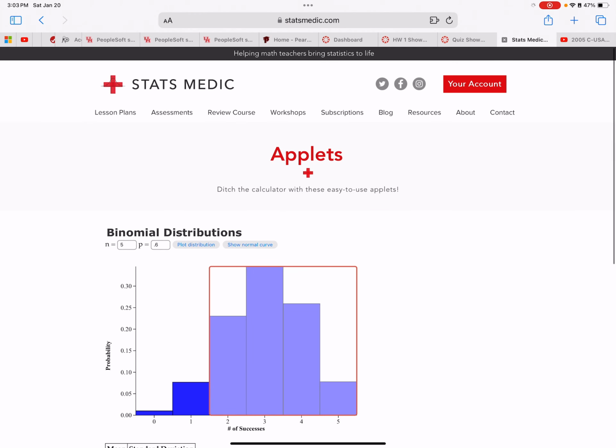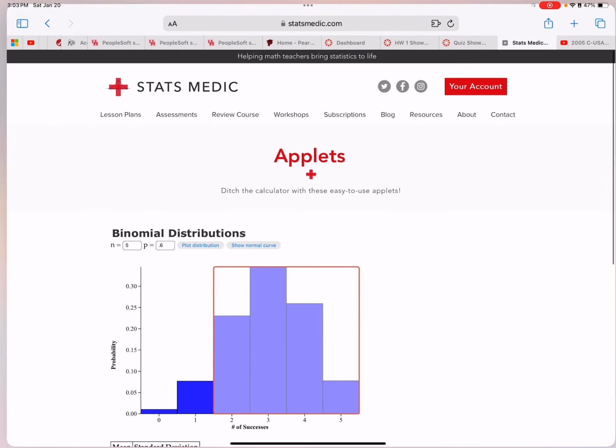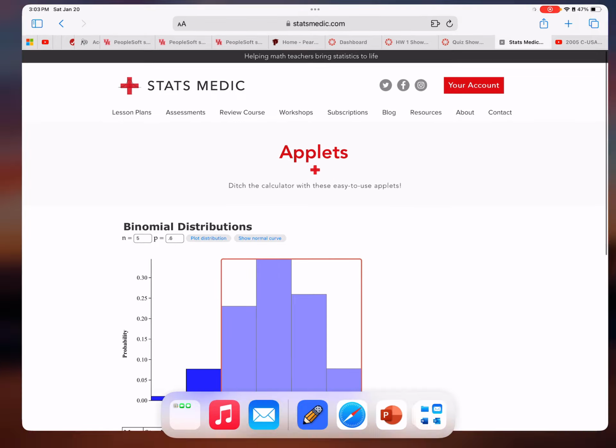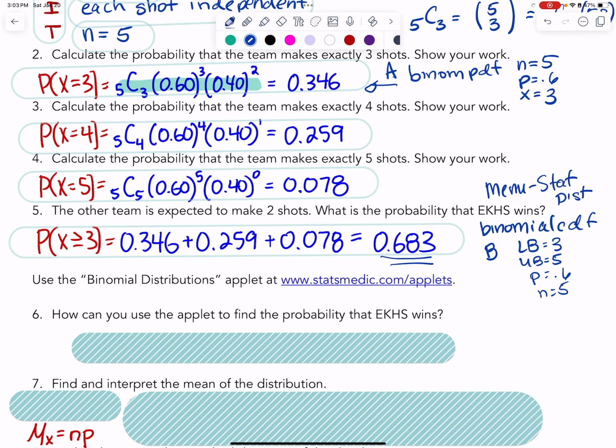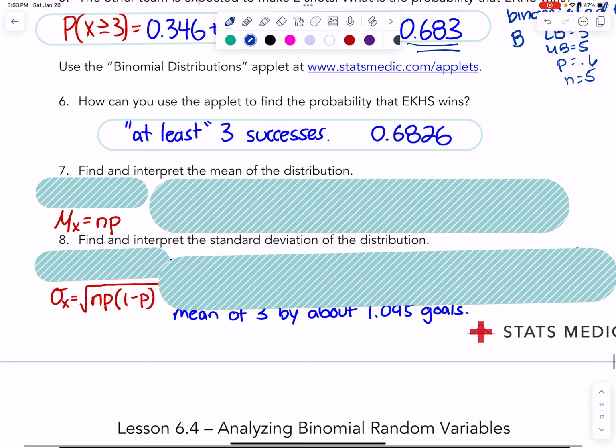Again, I'm on statsmedic.com. I went to resources, I went to applets, and then I went to binomial distribution. So how do I use the app? I just add them up. I could add at least 3 successes and use that, or I could add them up on my graph.